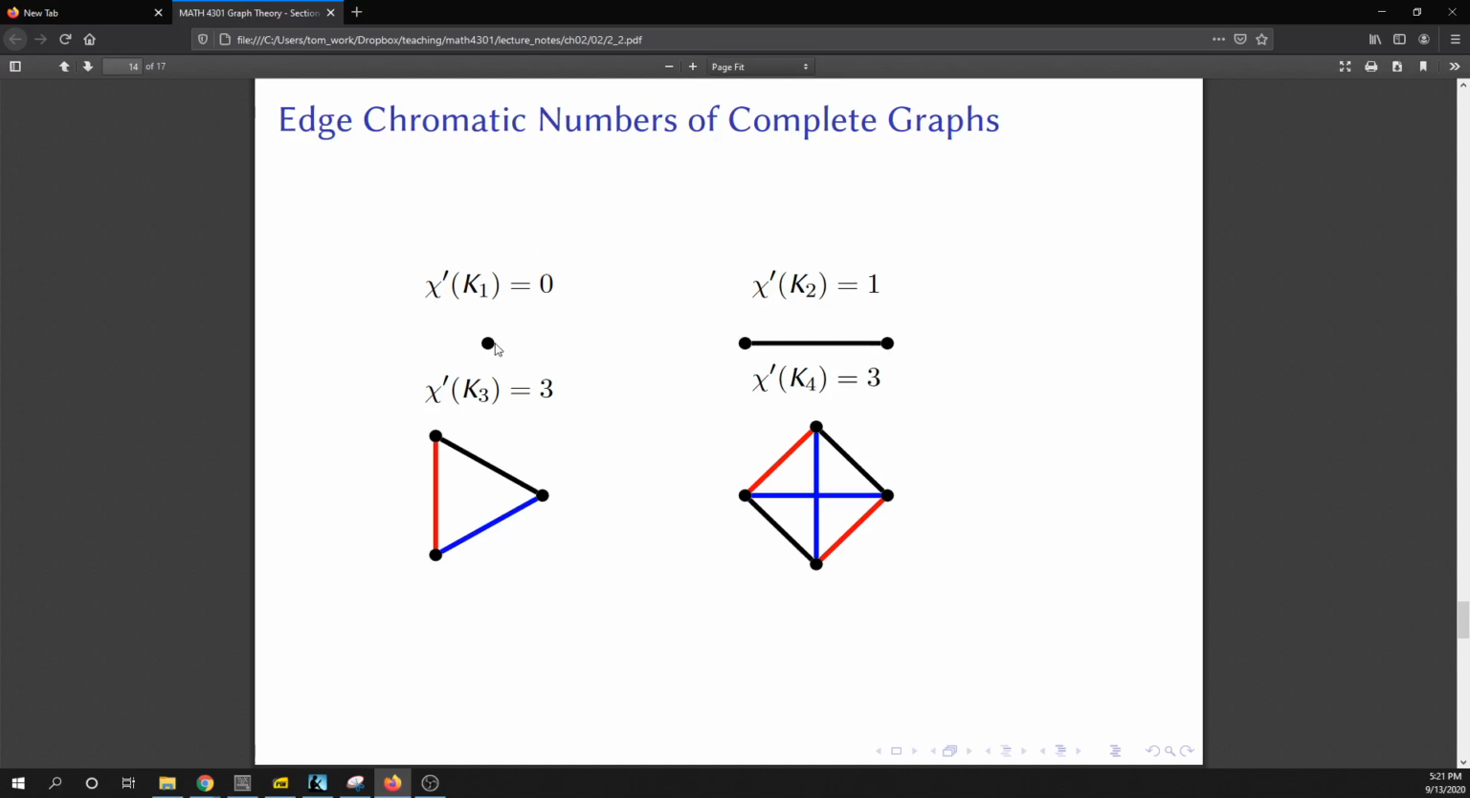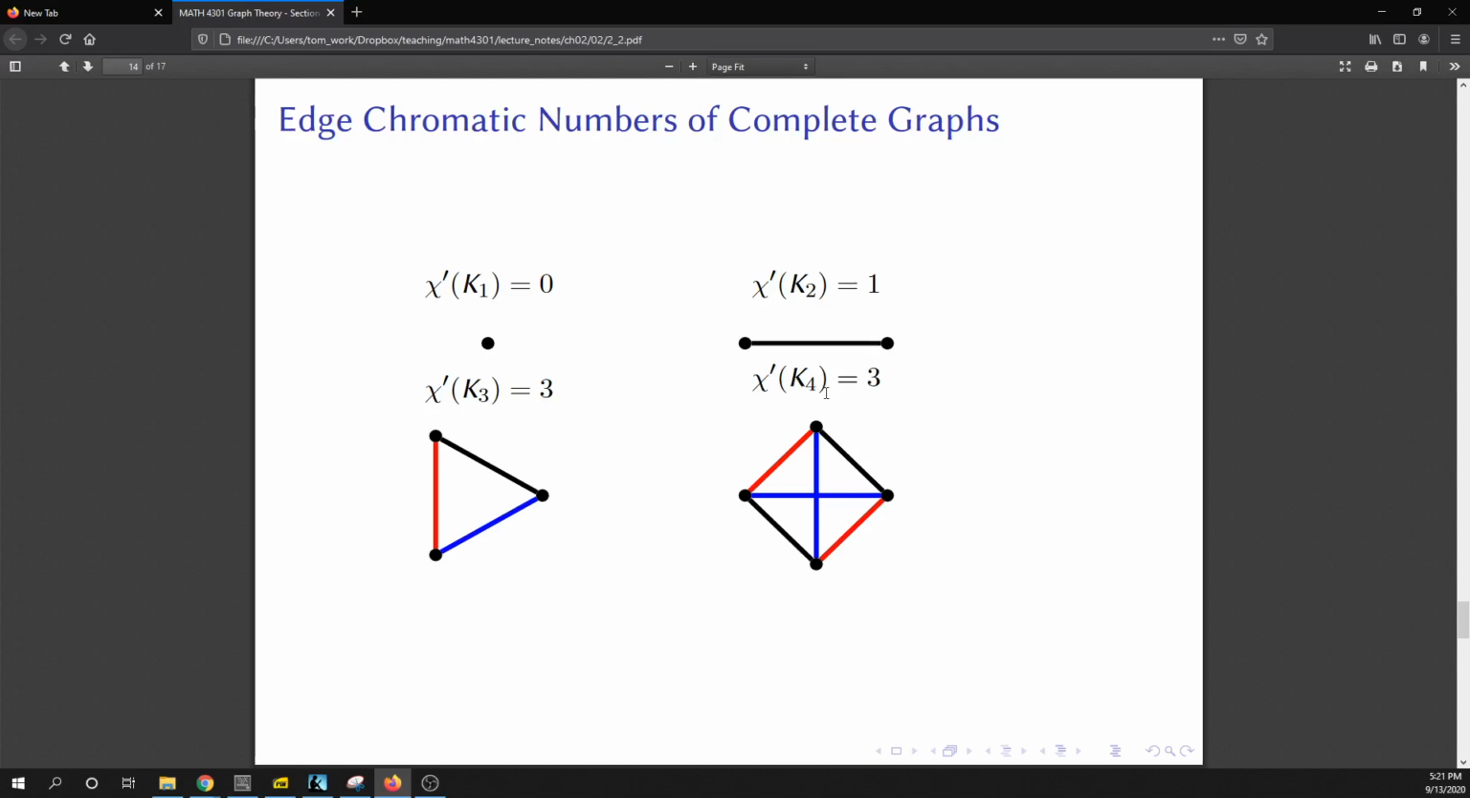For K1, the complete graph with one vertex, it's 0, right? So that's kind of the edge case here. With K2, it's just 1, right? Here, K3, we've already talked about. That's the cycle, right? Also a cycle, and it's odd, so therefore its edge chromatic number is 3.